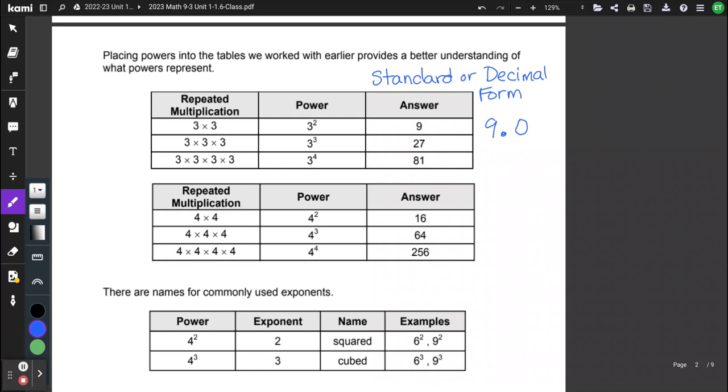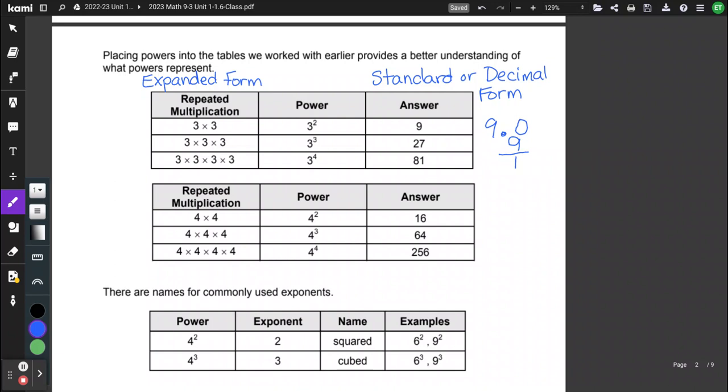Standard form or decimal form. Okay. Now we can also put any number into a fraction. I could put a 9 into a fraction by going 9 over 1. So every digit can always be put into a decimal or a fraction. Okay. Now the repeated multiplication is also called expanded form. Okay, expanded form. So it's got all the numbers written out left to right.